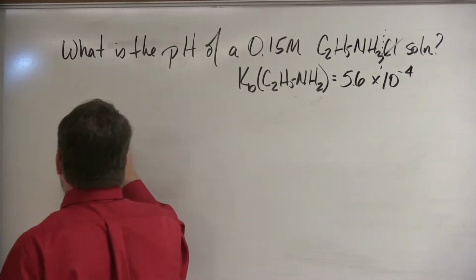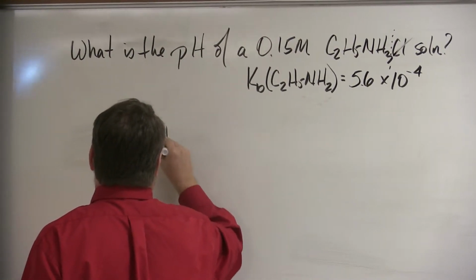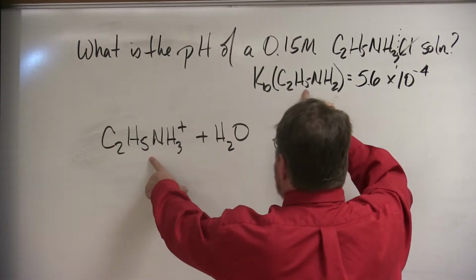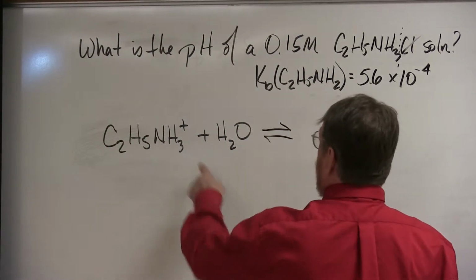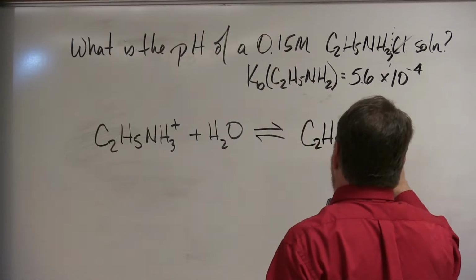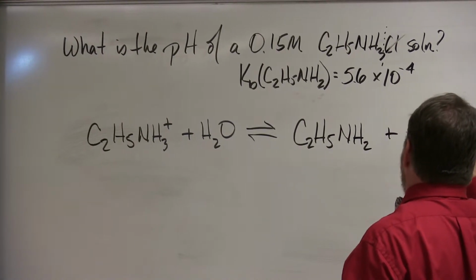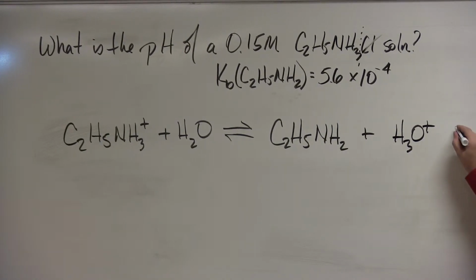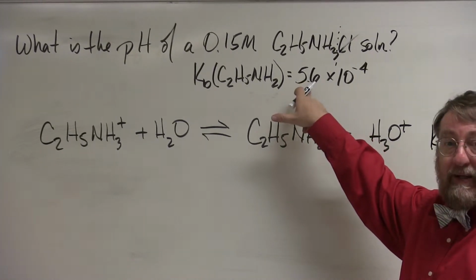So I'm going to write my equilibrium with water, and that's going to be C2H5NH3 plus water. This being the conjugate acid of a base is going to act as an acid. Therefore, I'm going to donate this proton off and get the original base. And since it donated the proton, I'm going to get hydronium. Okay, well, I need the Ka for this. Ka is going to be equal to Kw divided by this value.